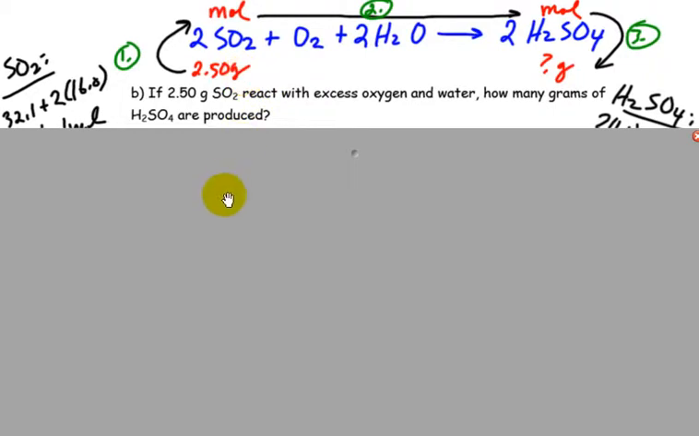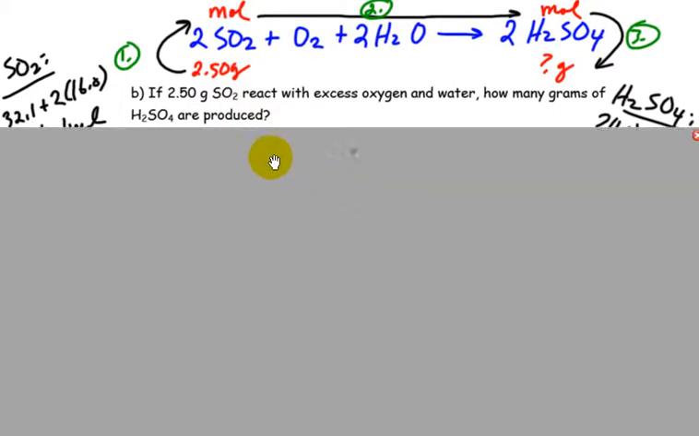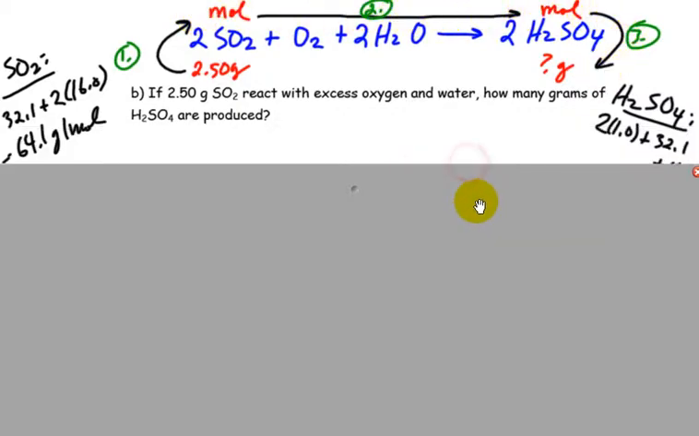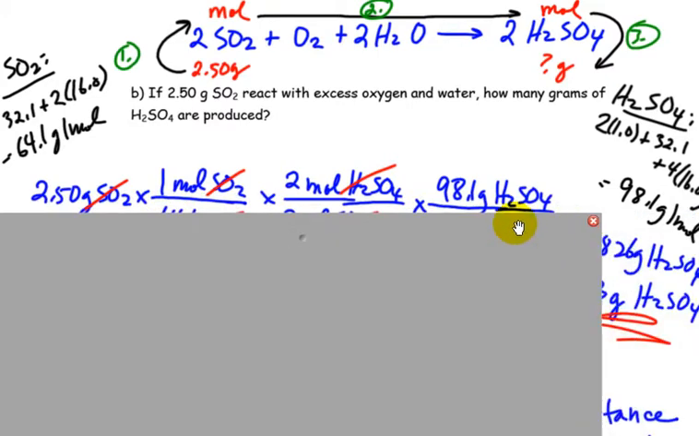I wish I would have got you to do this. So maybe I'll do this. So here's the scheme. 2.5 grams of SO2, and we're asked to find grams of H2SO4. So you can see the conversions here. Grams to moles, moles to moles, moles to grams. So we need to know the molar mass of both of those.